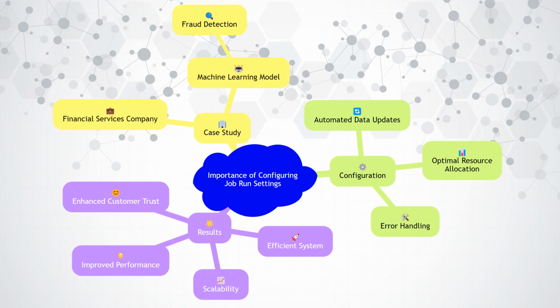To illustrate the importance of configuring job run settings, let's consider a real-world case study. A financial services company deployed a machine learning model to detect fraudulent transactions. By meticulously configuring job run settings, they ensured optimal resource allocation, automated regular data updates, and implemented robust error handling. This resulted in a highly efficient and reliable fraud detection system that could scale with increasing transaction volumes. The company's proactive approach to job run settings not only improved model performance, but also enhanced customer trust and satisfaction.